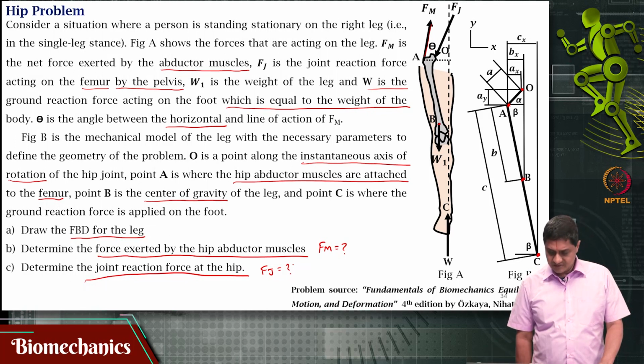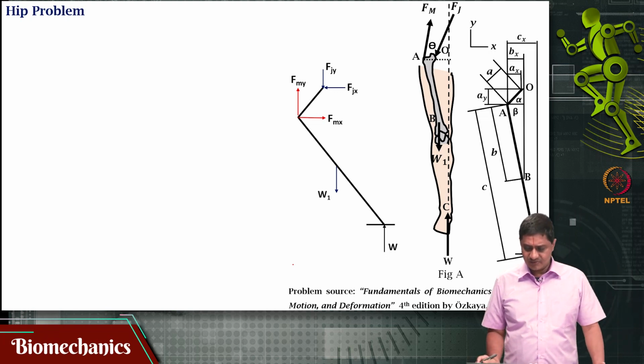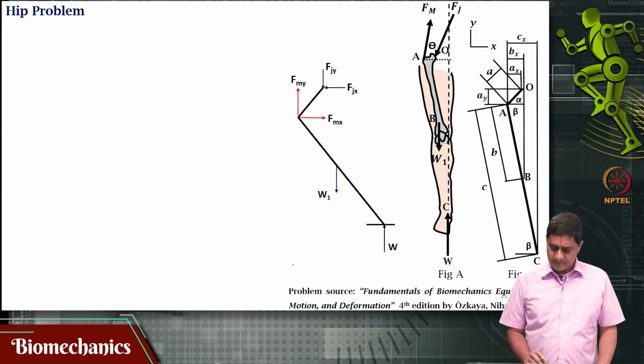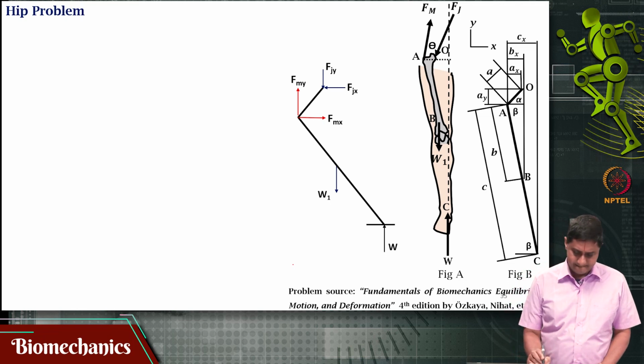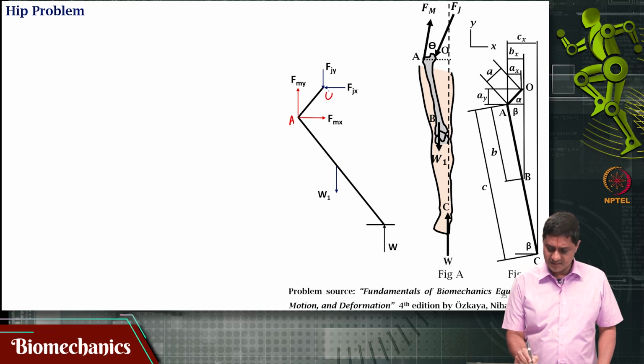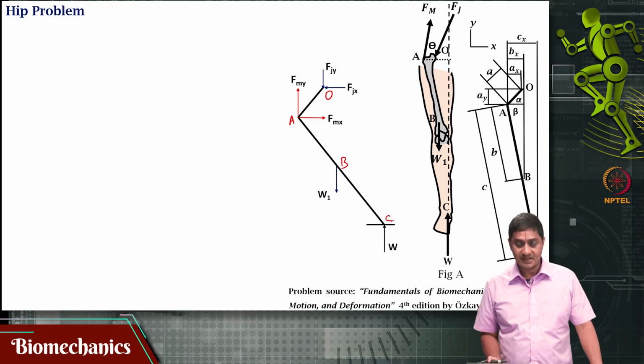Now, let us start with the free body diagram. This is a simple free body diagram of the situation. Fm is acting at this point A, and Fj is acting at that point O. W1 is acting at this point B, and W is acting at this point C.